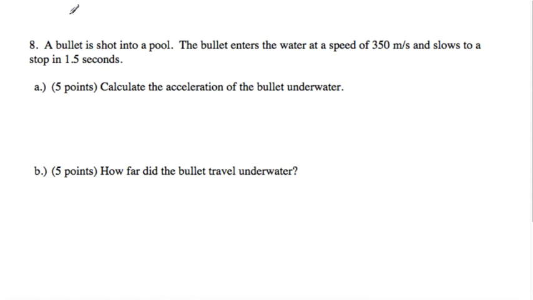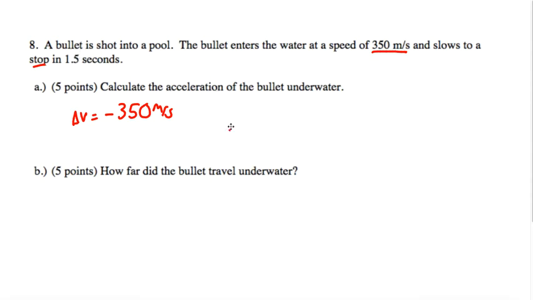Okay, next problem. A bullet is shot into a pool. The bullet enters the water with a speed of 350 meters per second and slows to a stop in 1.5 seconds. Calculate the acceleration of the bullet underwater. Alright, so if it started at a speed of 350 and it ended at a stop, a speed of 0, the change of velocity for that bullet is a negative 350. It slowed all the way down. It did this in 1.5 seconds.